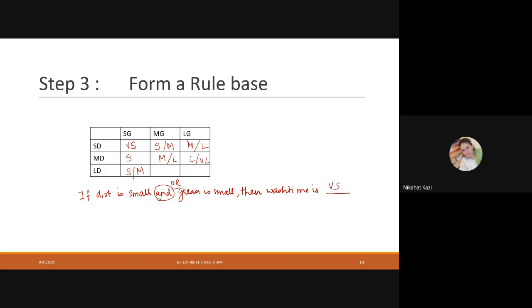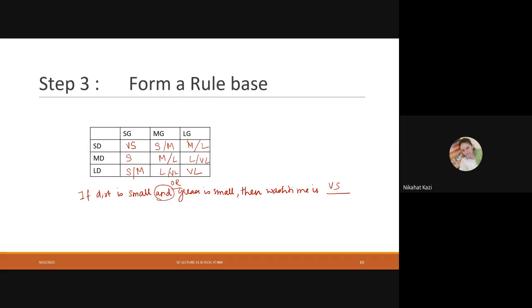Okay. Similarly, large dirt and medium grease. And since these two are large, so definitely very long wash time. Now wherever there is an oblique, intuitively this is somewhat correct, but I need to use only one descriptor in every block. So I will not write two different descriptors there, only one descriptor.